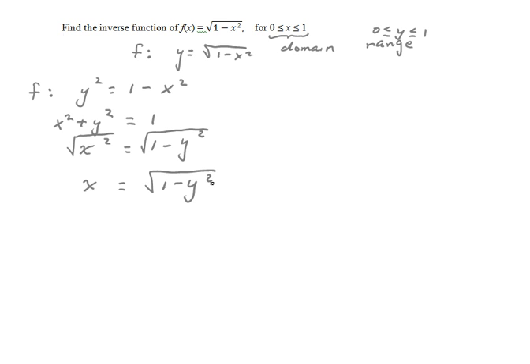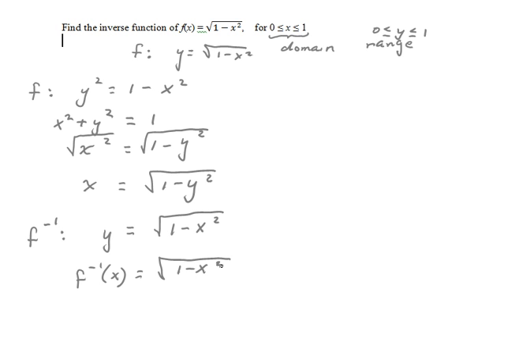And now, since we've solved for x, we can interchange the x and y to get the equation for f inverse. And then when we replace y by f inverse of x, we get the square root of 1 minus x squared.